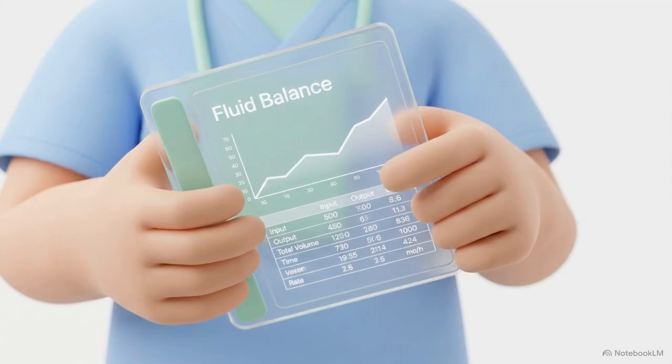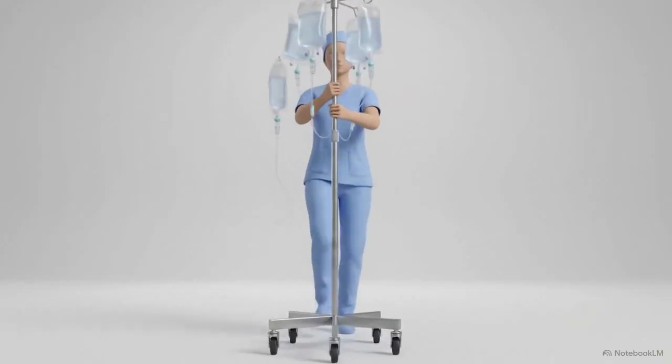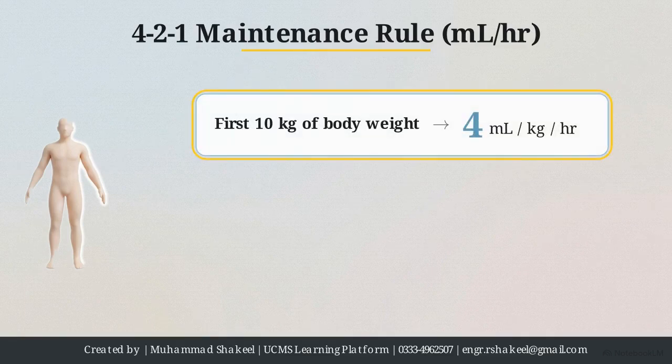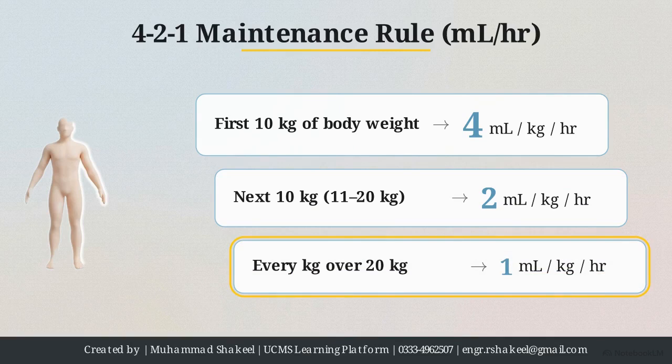Mastering these mechanisms allows a clinician to accurately interpret daily weights, intake and output charts, and urine osmolality. You have to know where the fluid is moving to restore patient homeostasis. This chart outlines the 4-2-1 rule, the standard method for calculating a patient's baseline hourly maintenance fluid requirement. You assign 4 milliliters per kilogram for the first 10 kilograms of body weight, 2 milliliters per kilogram for the next 10, and 1 milliliter per kilogram for every remaining kilogram.